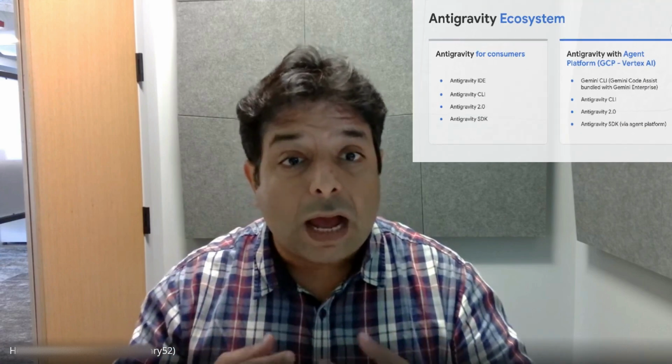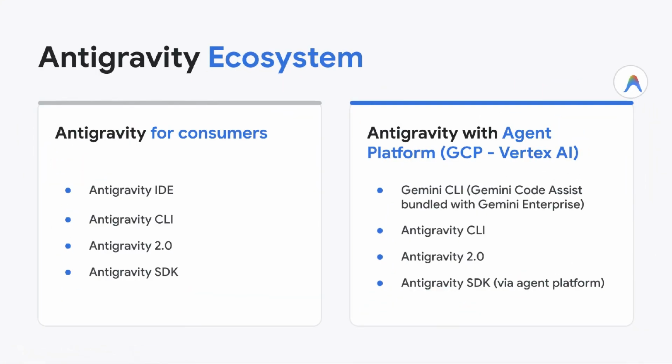To really understand how these tools fit together, we must look at the Antigravity ecosystem, which is divided into 2 distinct pathways: the consumer pathway on your left and the enterprise agent platform pathway on your right. The consumer pathway provides a standalone suite of tools, including Antigravity IDE, CLI, Antigravity 2.0, which is the UI, the mission control, and the SDK. These are excellent for individual developers and small-scale experimentation.